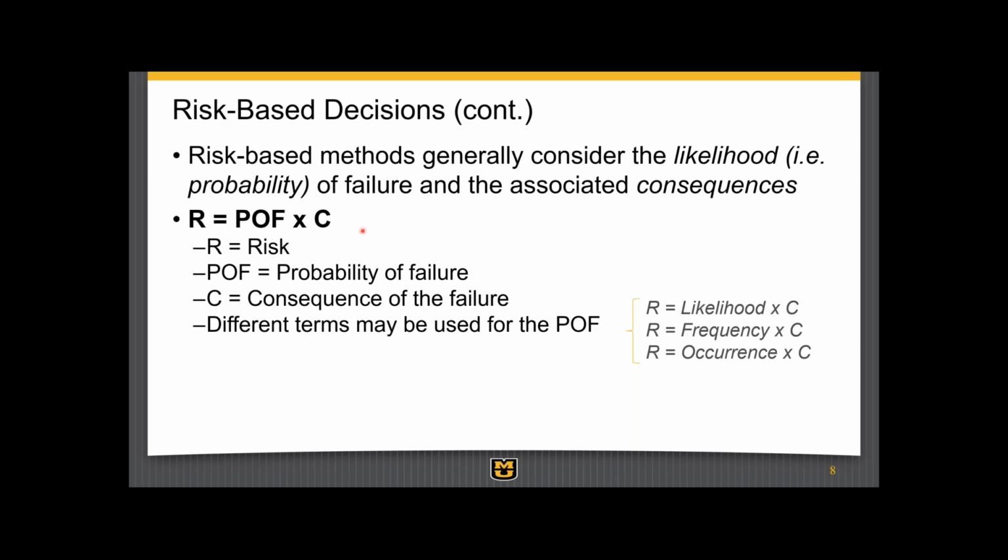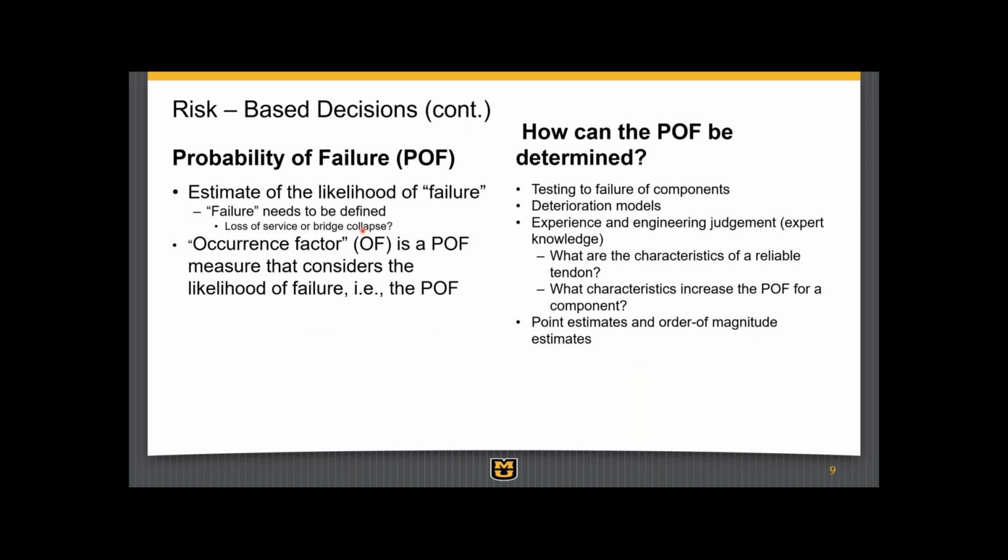So POF, that's probability of failure. That can be expressed in a series of different ways. You might call it the likelihood, you might call it the frequency of an adverse event. We tend to use a term like occurrence factor. How likely is it to occur in some particular time interval? That takes the word failure out of it, which makes people more comfortable sometimes. So, a lot of different terms might be used for that, but that's the basic risk model.